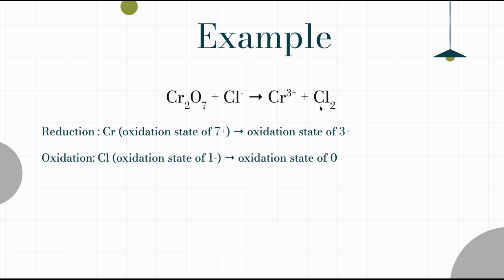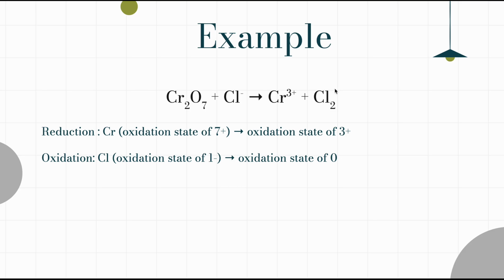In this redox reaction, Cr is being reduced as it went from an oxidation state of 7+, because O is 2-, and there are 7 oxygens, so this is a total charge of 14-. So Cr, with 2 Crs, each Cr has a charge of 7+, to an oxidation state of 3+. So Cr was reduced. Chlorine, Cl, was oxidized as it went from an oxidation state of 1-, noted by this negative, to an oxidation state of 0, as it is a lone element with no specified charge.